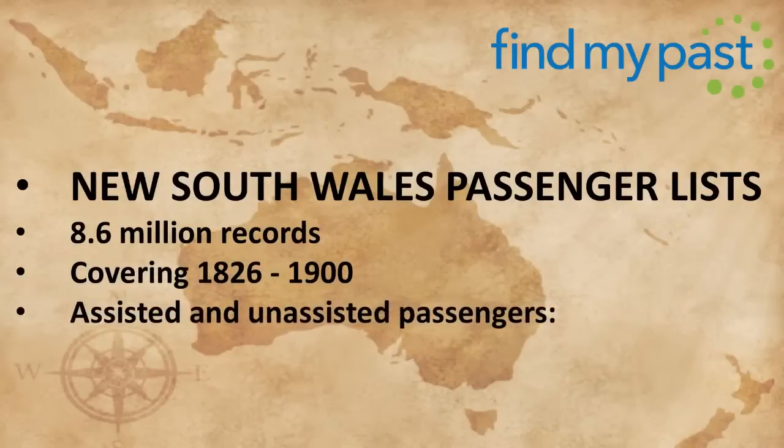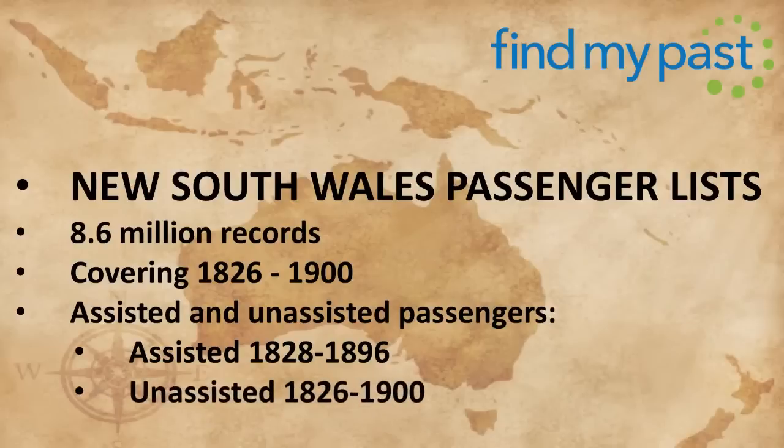Now, assisted passengers refers to those who received monetary assistance from another party or agency for their passage. There were several assisted immigration schemes set up for this purpose in the hopes of encouraging migration and settlement in Australia. The assisted passenger lists cover the years 1828 to 1896, and unassisted passengers are those whose passage was not subsidised or paid for by a third party or agency, and these cover the years 1826 to 1900.